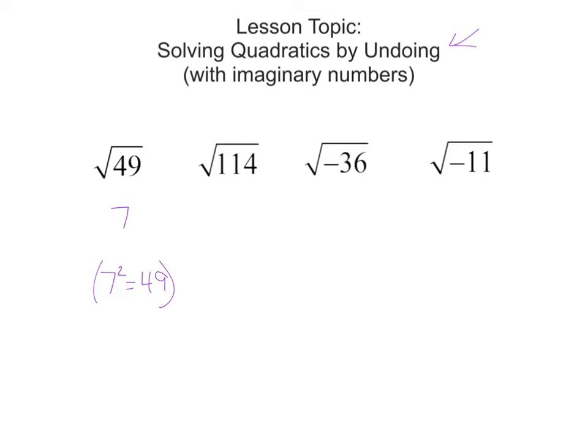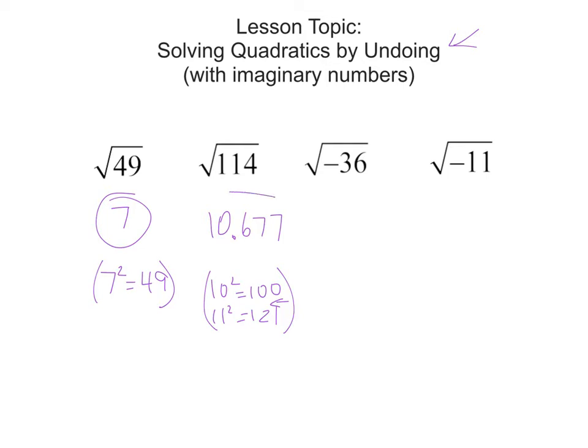Okay? So 7. Now the next one, the square root of 114, is somewhere between 10 and 11, because 10 squared is 100, and 11 squared is 121, so we know 114 exists somewhere in here. If we use our calculator, we will find that it is 10.677. If I multiply 10.677 by itself, I will get as close as possible to 114. So that's that one.